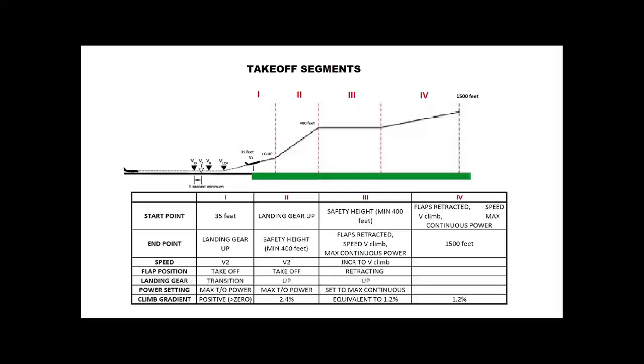The next segment, which is considered to be the most critical of all the 4 segments, is the second segment. Here your configuration is landing gear up, and you're climbing from the point where it locked up to your minimum safety height of at least 400 feet. Here you're maintaining the speed of V2. Your flaps are still in takeoff position, and you're maintaining max takeoff power. And regulatory requirements for twin engine aircraft mandate that you should get a minimum climb gradient of 2.4%. Once you reach your safety height, that is the end point of this segment.